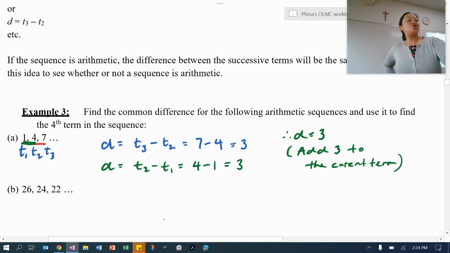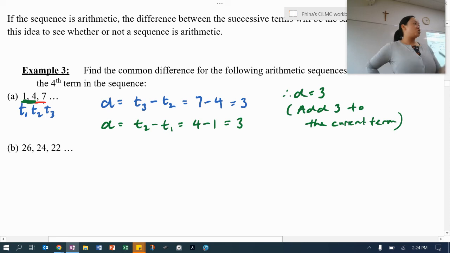So you need to work out the common difference twice with two sets of consecutive terms to say that that's what the common difference is. You can't just do it once.